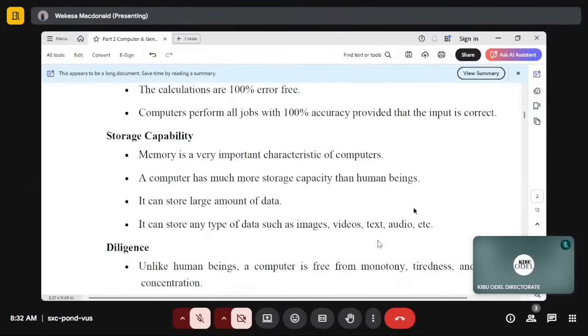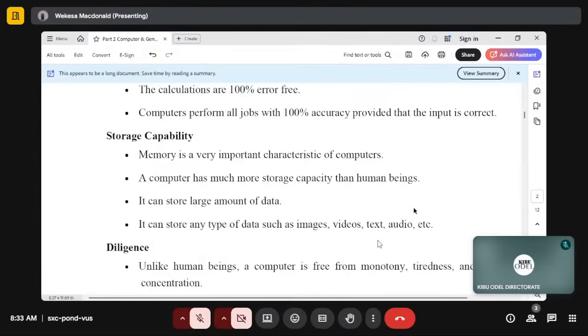Let us go to the storage. Memory is a very important characteristic of a computer. One computer has 100 GB, another has 500 GB, another 1 terabyte, another 2 terabytes. So you see, it has very big storage and it can store and remember a very huge amount of data compared to human beings, right? It can store large amounts of data.